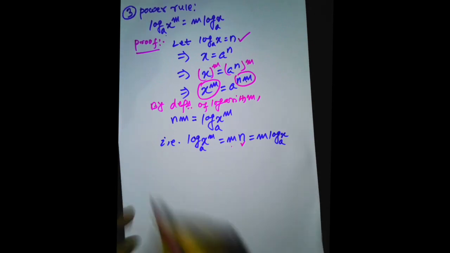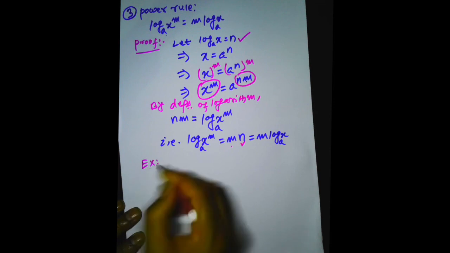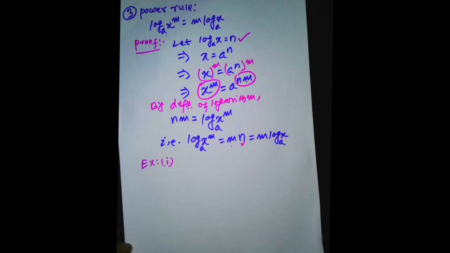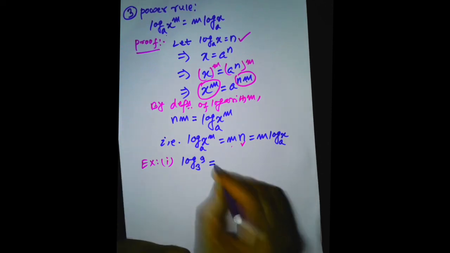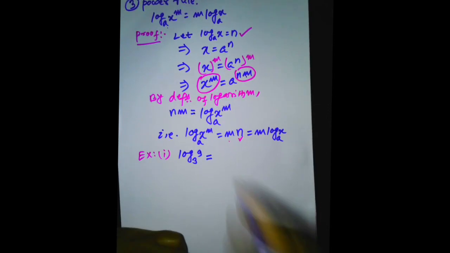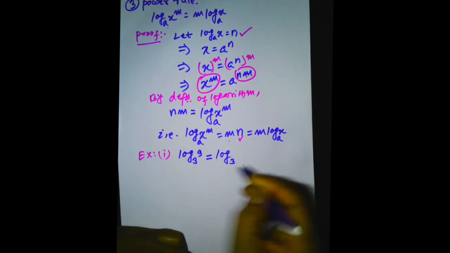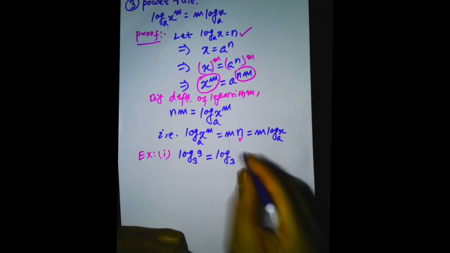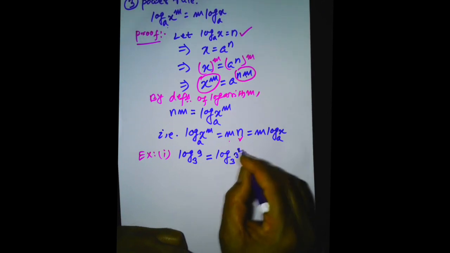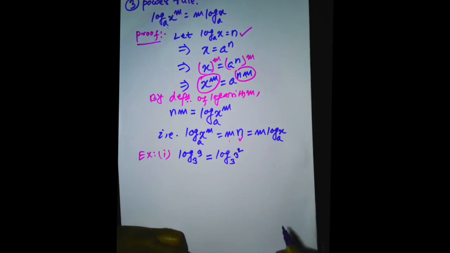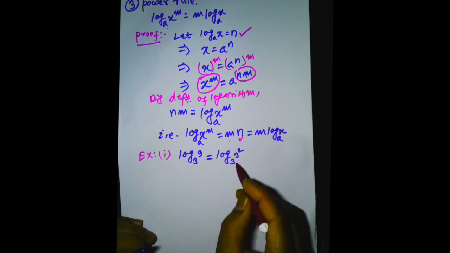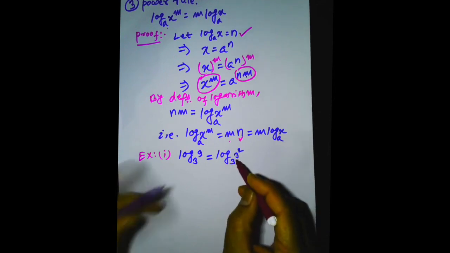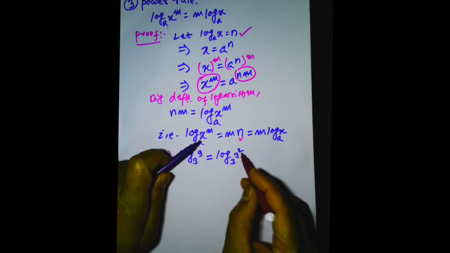Now if you would like to see an example, we can work like this. I will say this is example 1, and I'm taking the log. Let's see how it can be evaluated. This is log base 3 of 9, and you know 9 can be factorized as 3 to the power 2. So in place of 9 you can write 3 square. If you compare this with the previous result, you can see that 3 is in place of x and 2 is in place of m.